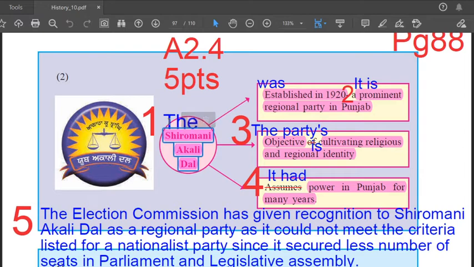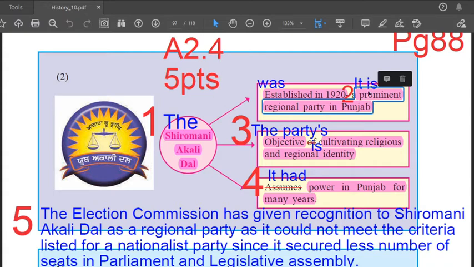Before that, please write the. So that's your first point. The Shiromani Akali Dal, and then here it's continued over here. Can you see established in 1920? Before established, write was. So this whole thing is going to be your first point. I'll read it again. The Shiromani Akali Dal was established in 1920. Second point, before you begin with this point, please write it is. So your second point is, it is a prominent regional party in Punjab.